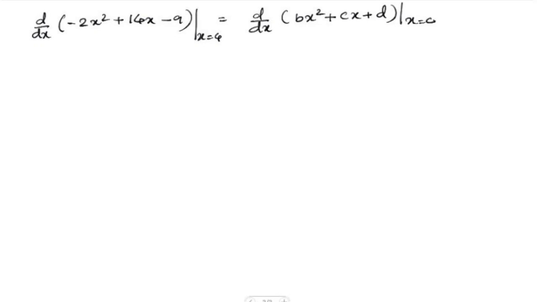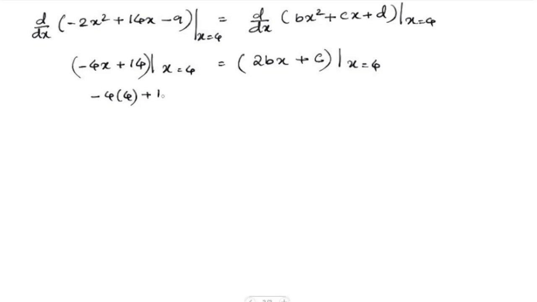So they both are equal at x is equal to 4. And now if you take the derivative, you have here minus 4x plus 14 at x is equal to 4 will be equal to, here we have 2bx plus c at x is equal to 4, right? So we have here minus 4 times 4 plus 14 is equal to 2b times 4 plus c. So we have here minus 2 is equal to 8b plus c, right? That would be our third equation.